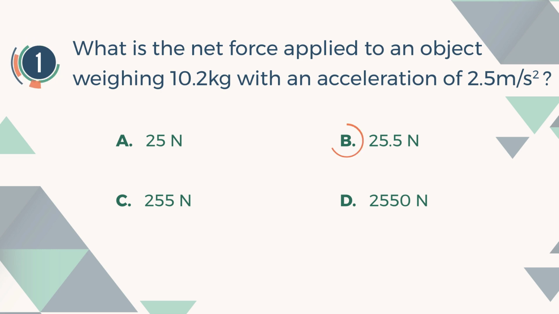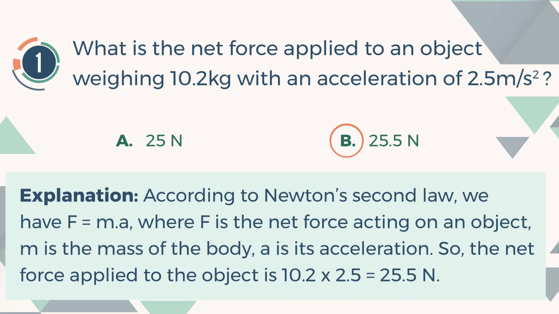The correct answer is B. 25.5 Newton. Explanation. According to Newton's second law, we have F equals m multiplied by a, where F is the net force acting on an object, m is the mass of the body, and a is its acceleration. So, the net force applied to the object is 10.2 multiplied by 2.5 equals 25.5 Newton.